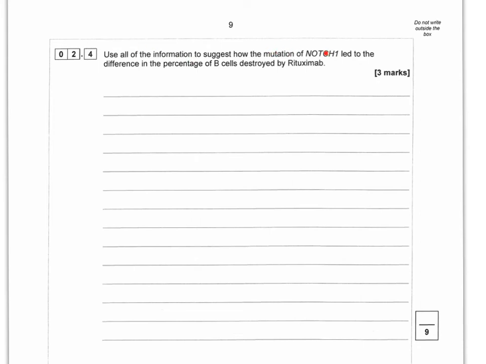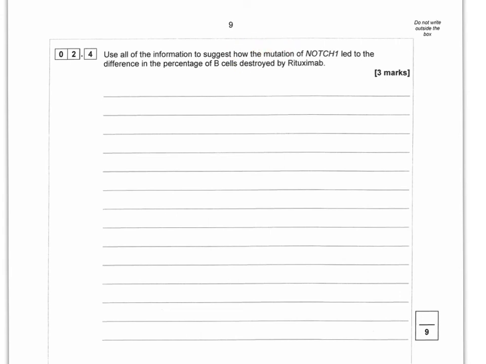How can it lead to the difference of B cells being destroyed by rituximab? Most of you just went for the final mark point, that the idea is not enough CD20 with the mutation, so you've got nothing for rituximab to bind to on the surface of a cell, so the B cells can't be destroyed. But you missed the points about suggesting how the mutation can lead to this.